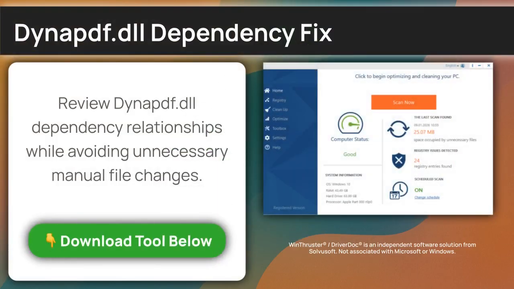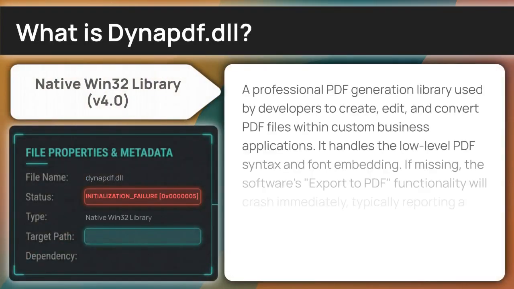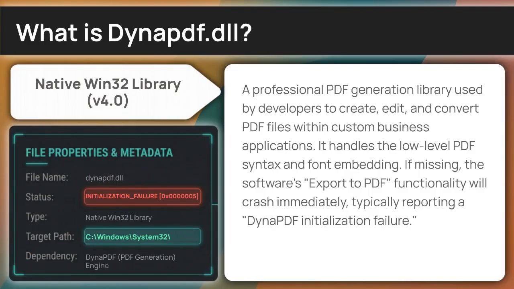This is the DynaPDF engine, a professional PDF generation library used by developers to create, edit, and convert PDF files within custom business applications. It handles the low-level PDF syntax and font embedding. If missing, the software's export to PDF functionality will crash immediately, typically reporting a DynaPDF initialization failure.